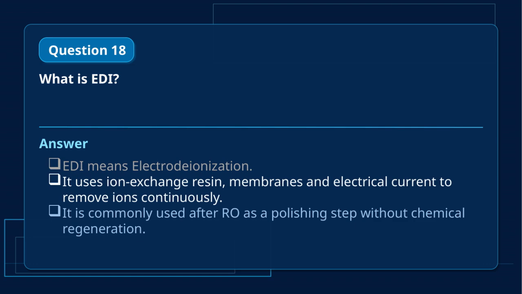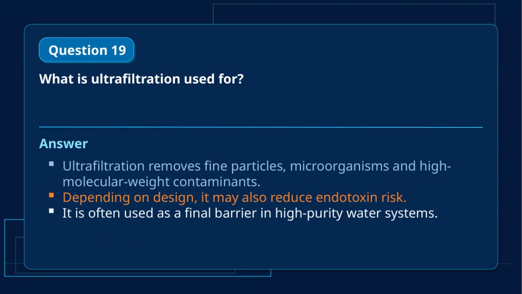Ultrafiltration is a process primarily used to remove very fine particles, microorganisms, and contaminants with high molecular weight from liquids. One key advantage of ultrafiltration is its ability to act as a final barrier in high purity water systems, ensuring the water is as clean as possible before use. Additionally, depending on how the system is designed, ultrafiltration can also help reduce the risk of endotoxins, which are harmful substances released by certain bacteria. This makes ultrafiltration a critical step in applications where water purity and safety are paramount.